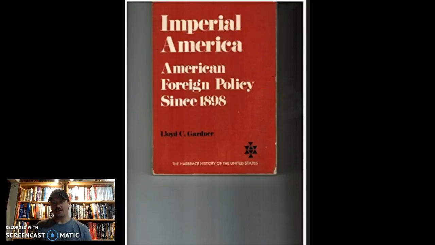Gardner argues that starting with the Spanish-American War in 1898, America is definitely an empire. Not only is it an empire, but it's the largest and most powerful empire in the modern world. He argues this based on America's economic policies and our ability to influence the internal workings of other governments using diplomacy and economic foreign policy.